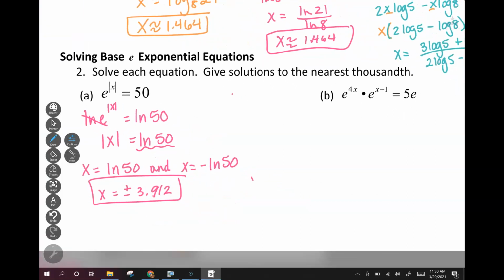All right, on B, you don't want to just go ahead and take the ln of both sides here because you have this 5 in the way and you also have two different e's on the left side. So let's see if we can simplify this a little bit first. What if I combine these two by adding their exponents, right? When you're multiplying two things with the same base, you can add the exponents. So that's going to be e to the 5x minus 1.